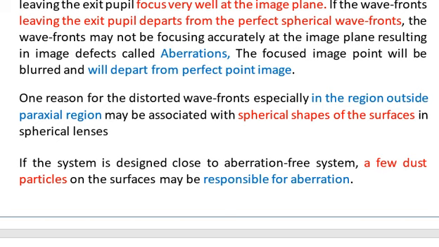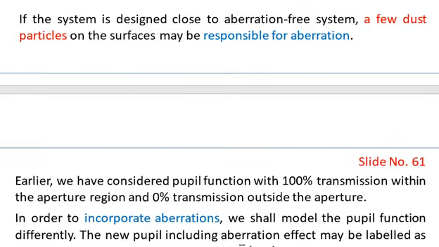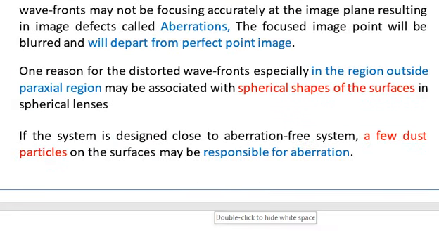Now if a system is designed close to an aberration-free system, a few dust particles on the surfaces may be responsible for aberrations. If our system is perfect, that is free of aberration, and dust particles, for example, are sitting on our optical systems, what will happen when the light passes through? Those particles will act as scatterers, and they may scatter spherical waves or act as point sources. So they will make our system dirty, and the aberrations have to be incorporated, which is difficult to do mathematically with scatterers. So it is better to have clean optics when we are using optical systems.